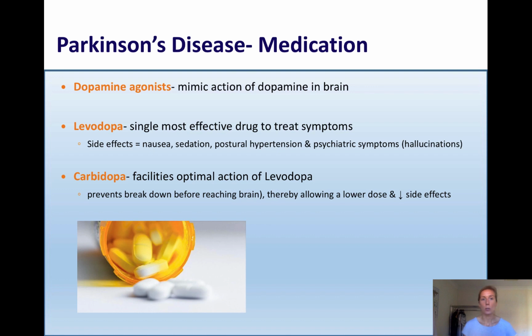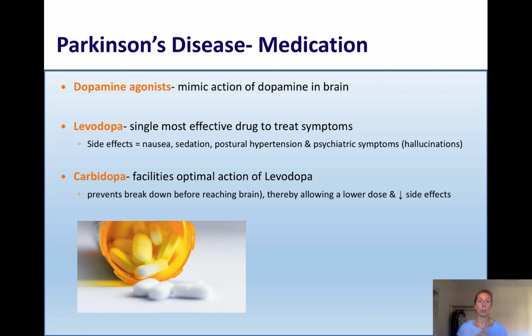So a few main types of medication to be aware of in terms of Parkinson's. We've got our dopamine agonists, so these basically mimic the action of dopamine in the brain, which we know is ultimately the key issue, and the depletion of dopamine is a problem and why Parkinson's occurs. So that's going to be number one.